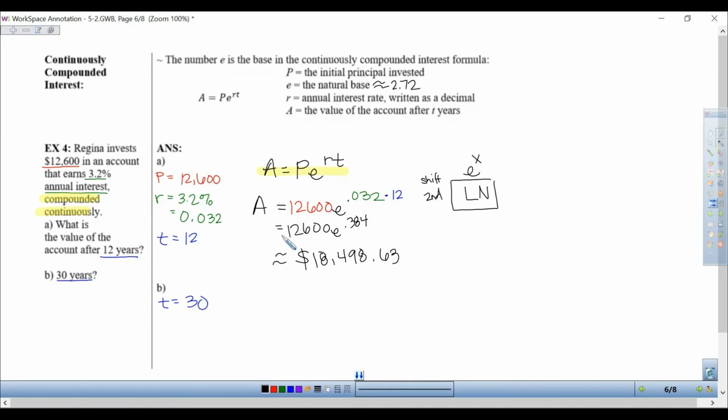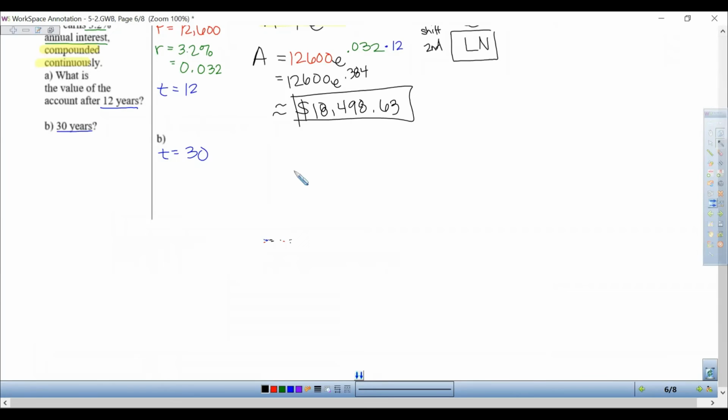Okay, so then if I'm changing this, that's my answer for A. I need to find this for when T is 30. The only thing that's changing is my exponent, which is going to be 0.032 times 30. So I still have 12,600. My base is still E because it's still compounding continuously at a rate of 0.032. And then we want to see what happens after 30 years.